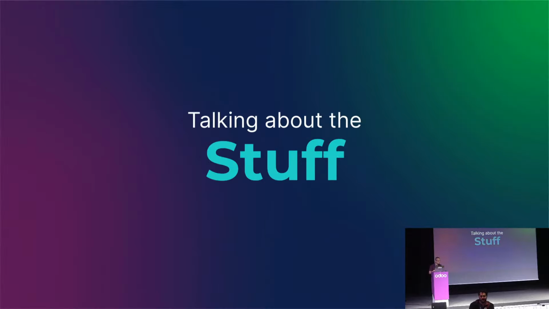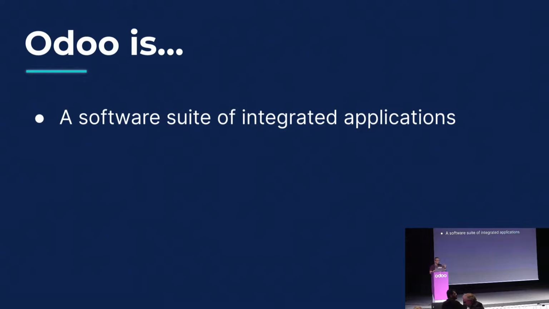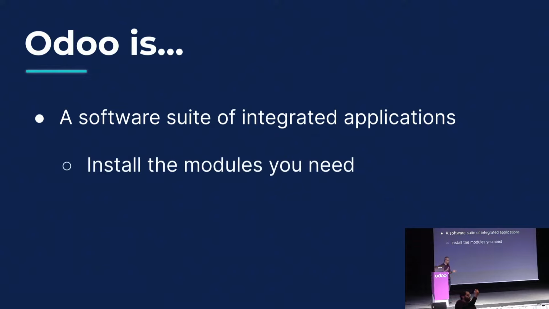So let's talk about the real stuff. What is Odoo? Odoo is, I won't call it an application. It's actually many applications in a suite. And they're integrated. And for the purpose of this talk, I'm going to use application interchangeably with Odoo modules. So basically, every Odoo app is a module. Some modules are not really apps, but they do integration between apps and things like that.